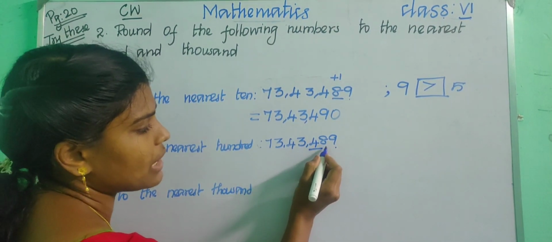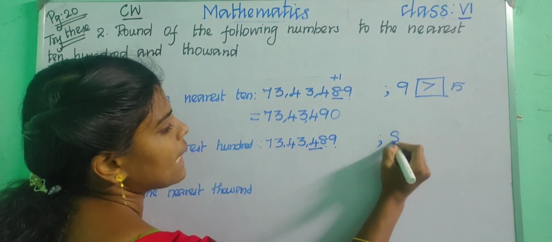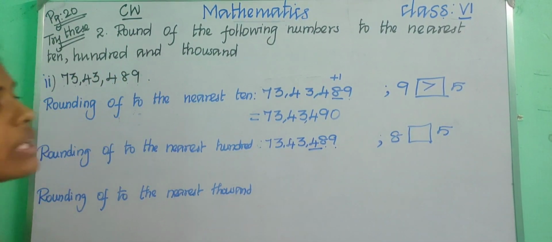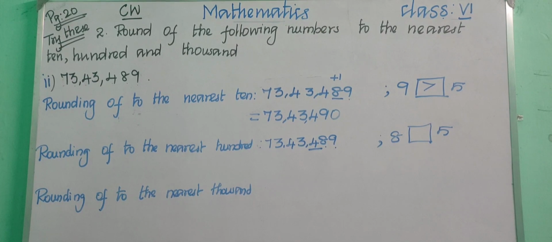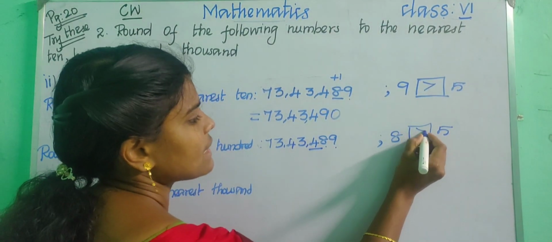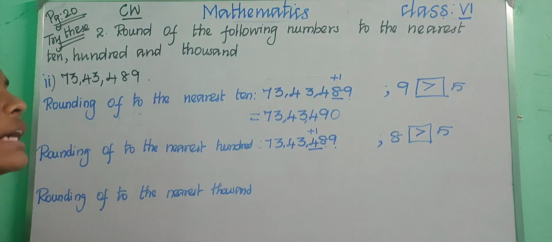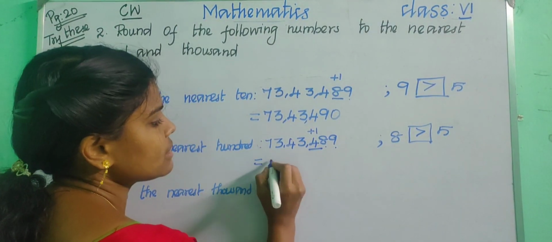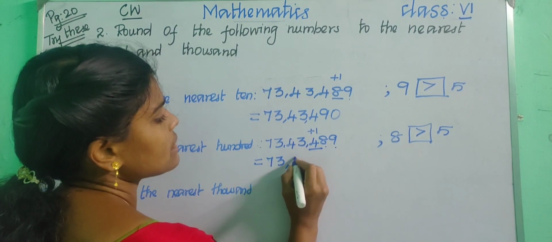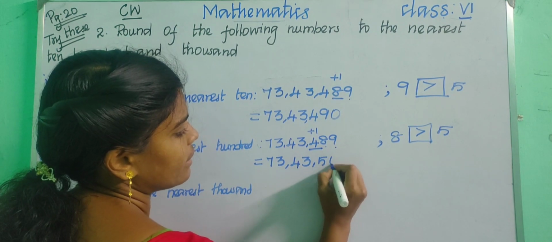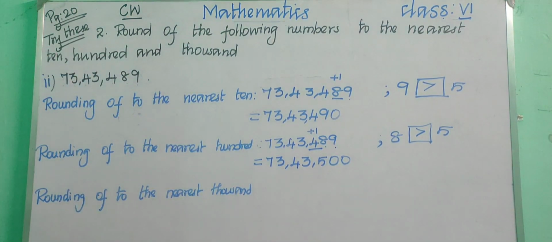So what is the next number? 8, is it, children? So we are going to find whether this 8 is greater than or less than 5. Greater than 5, right? So we are going to add plus 1 here. So the answer we are getting is 73 lakhs 43,000. 4 plus 1, 5, so 500. Okay, children, 73 lakhs 43,500 is the answer.